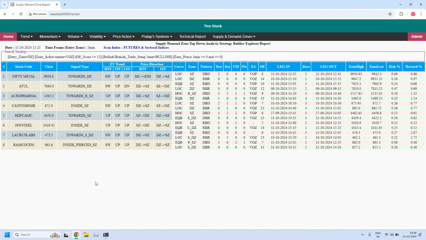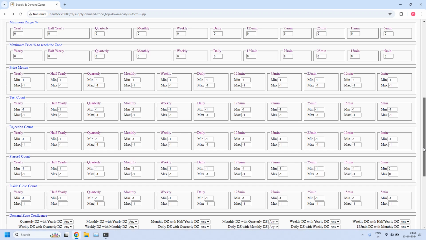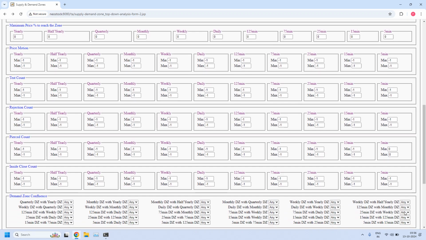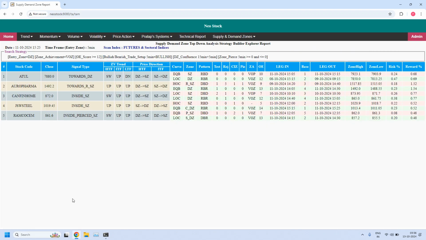Okay, we need to look for the stocks that support high probability within these 8 stocks. That's why let us look for the filter LTF and ITF confluence, demand zone confluence. That is 5 minutes demand zone confluence with 15 minutes demand zone. 15 minutes is LTF. So I am enabling the filter 5 minutes demand zone with 15 minutes demand zone confluence. Now let's verify. Now 5 stocks are filtered. These 5 stocks are having a high probability compared to the remaining stocks, because the 5 minutes demand zone is part of the 15 minutes demand zone.